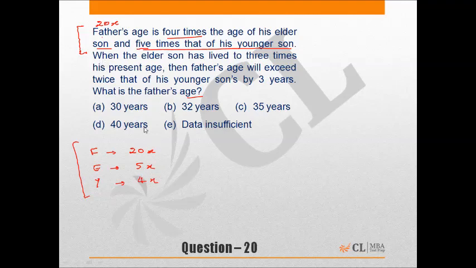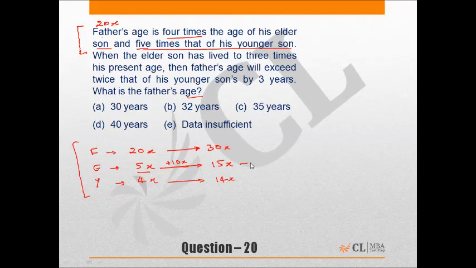Let's come to the second condition. These are the current ages. When the elder son has lived to 3 times his present age, 3 times his present age is 15x. Then father's age will exceed twice of his younger son by 3 years. So elder son's age has gone from 5x to 15x. How much time has elapsed? 10x. So what happens to the father's age when the elder son becomes 15x? Father's age will become 30x. And similarly, the younger son's age will become 14x.